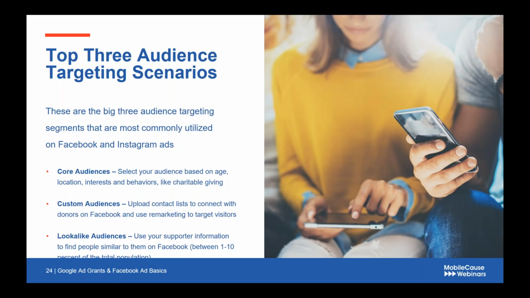So we can do things like different age groups, location, interest, right? Like what do they like on Facebook? There's other behavior targeting we can do, like charitable giving tendencies, which is one we certainly recommend. This is where you're really trying to select who you want your ads to run at. Next is custom audiences. And there are two main ways we build our custom audiences.